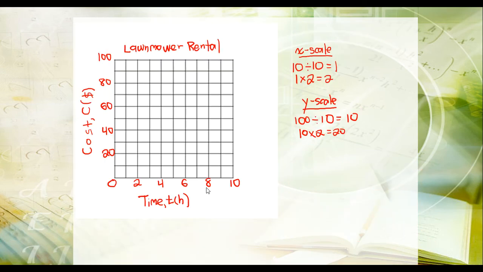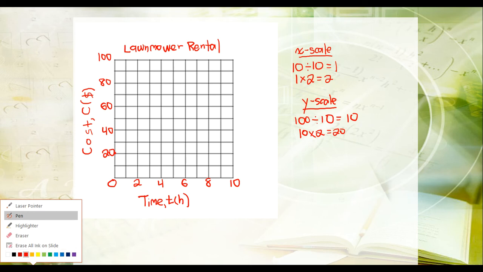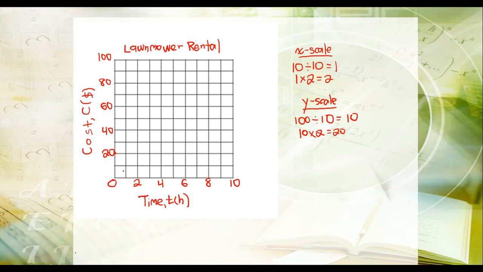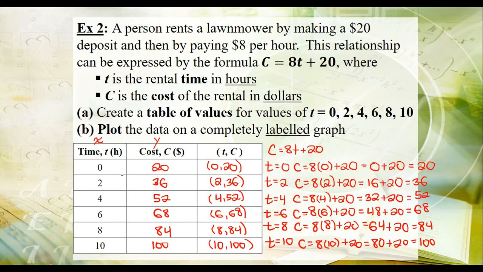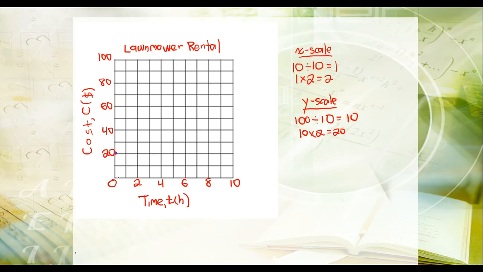Okay, so the first point is 0, 20, which just means don't go anywhere left or right, just go straight up to, I'm going to plot it with a different color just so we can actually get it to stand out here. I'll do it in purple. Okay, so 0, 20. So my first point is going to be located here. Okay, the next point is 2, 36. Okay, so we go across by 2 and then up to 36.